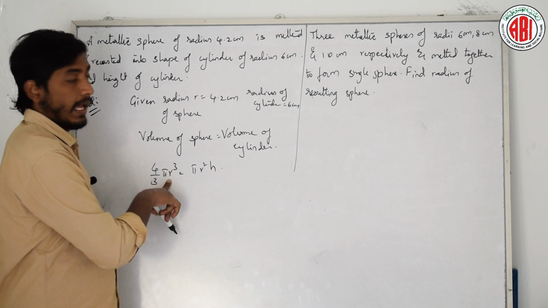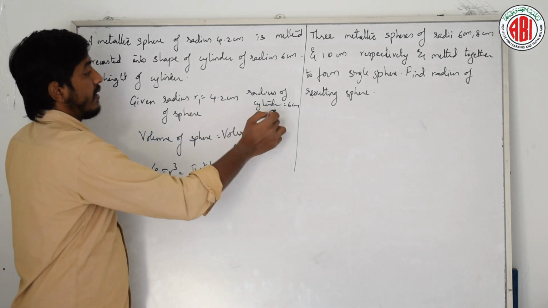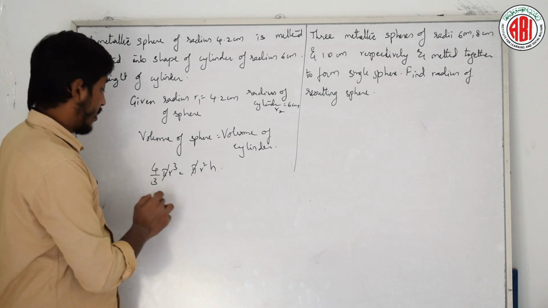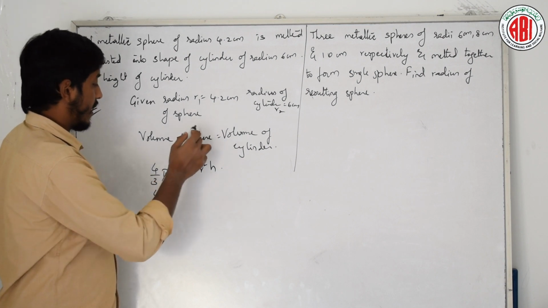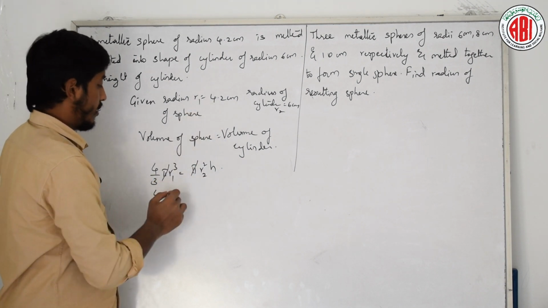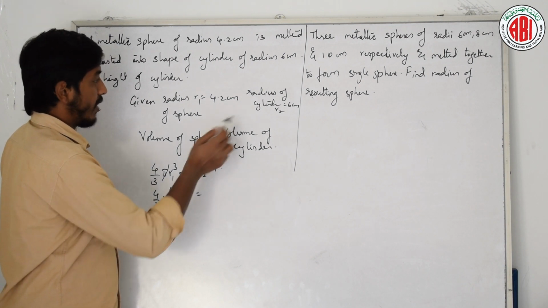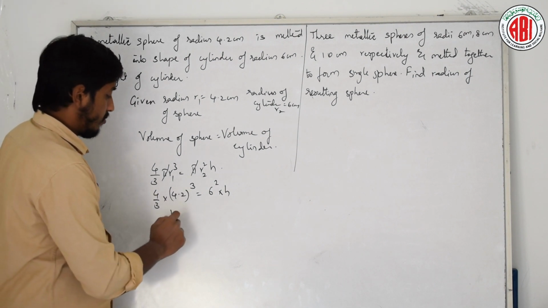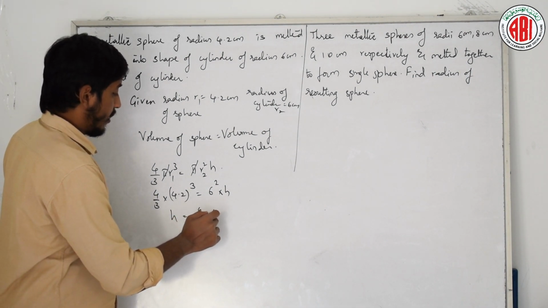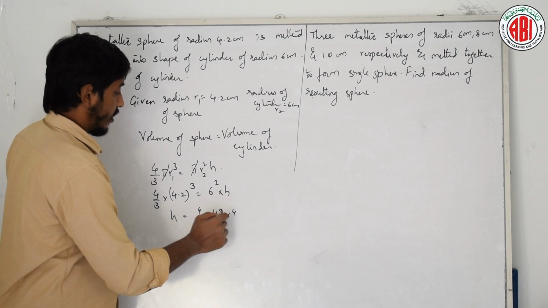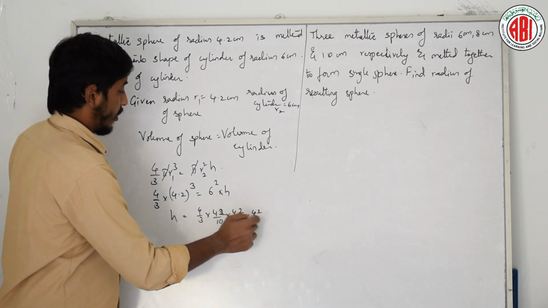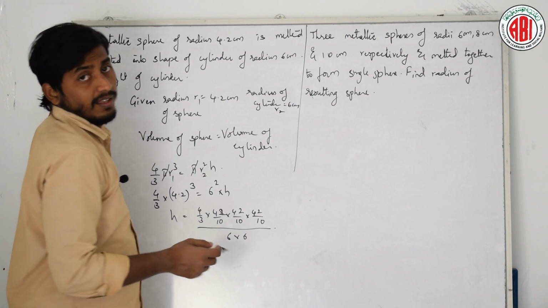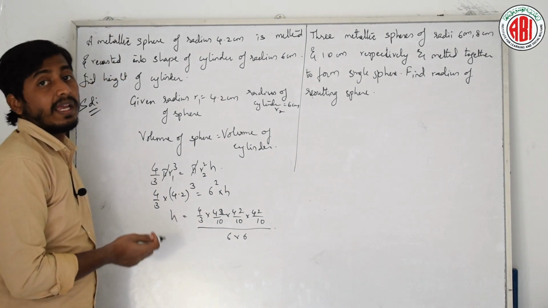Okay. Here we know the r. Here also we know the r. Let us say this is r1 and this is r2. Shall we substitute? See here. Pi will get cancelled. 4 by 3 into r1, that is 4.2 whole cube, equals r2 squared, 6 into 6, into h. Right? Just write what is h now. H is equal to 4 by 3 into 42 by 10 into 42 by 10 into 42 by 10 divided by 6 into 6. Fine. Shall we solve it? That will be my height.